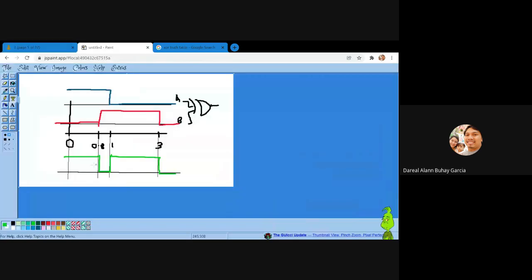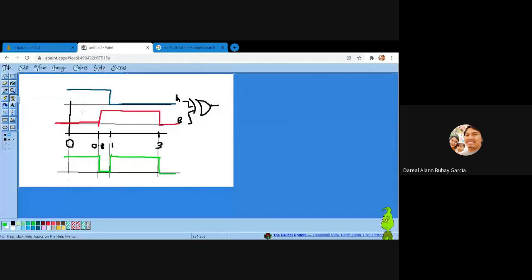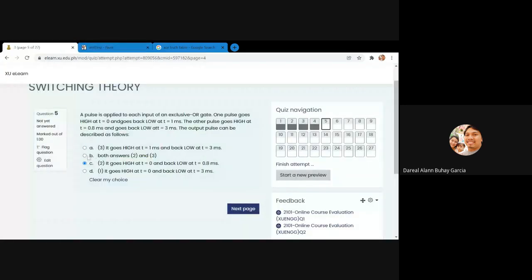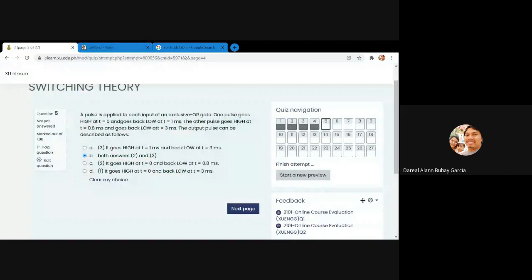It goes high at 0 and back low at 0.8. So, sakto. So, both 2 and 3. Goes high at 0 and back low at 3. Dili man ni correct. So, B, I think, ang correct answer.